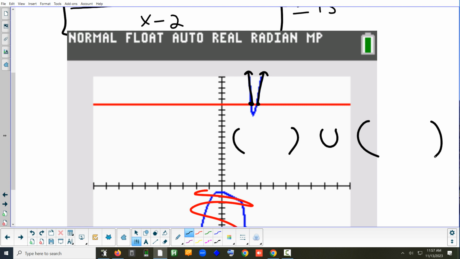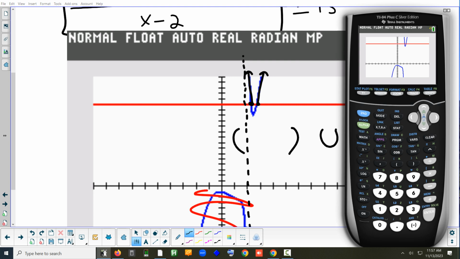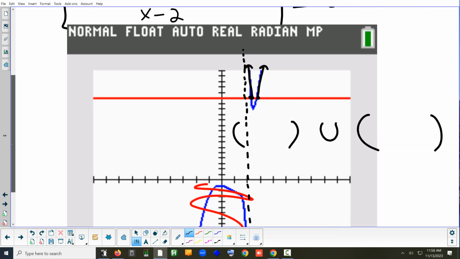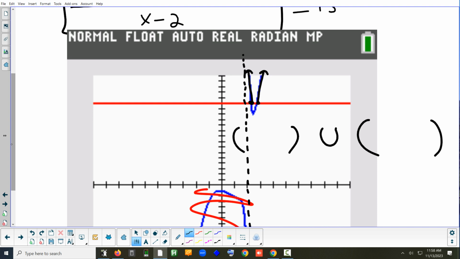We have to figure out how far left piece 1 goes. Again, it looks kind of like we have a vertical asymptote, maybe right there. Where does it look like the vertical asymptote is? 2. All right, let's try 2. So second table, if we plug in a 2, there you go. So 2 is the vertical asymptote. So what's the lowest number that you can pick for x and still be on piece 1? 2. You can only go as low as 2.